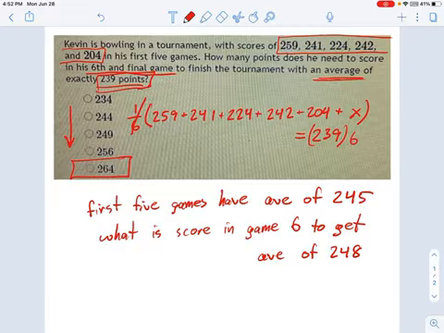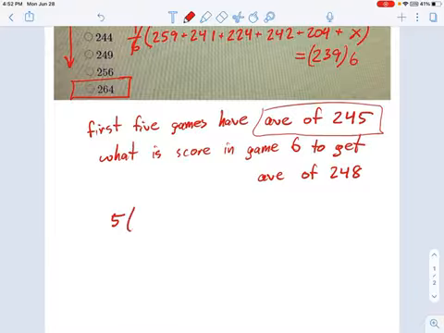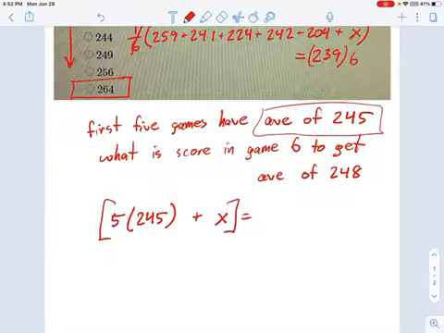So now we want to move the average up, same idea. But instead of telling you the scores in the first 5 games, all I'm going to tell you is they have an average of 245. It's a different flavor, same style of problem though. What I'm going to do is say, look, I have 5 games, and the average score of those 5 games was 245. So it's just 5 times 245 plus X. That's my total score, and I'm going to divide that whole thing by 6 games, and that's going to be the average over 6 games.